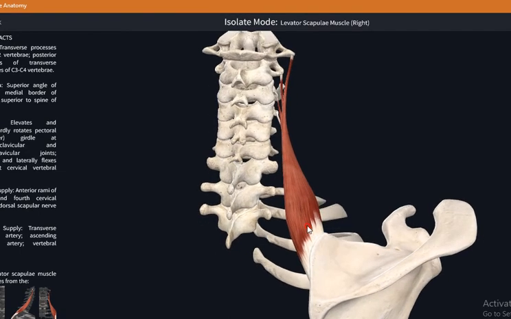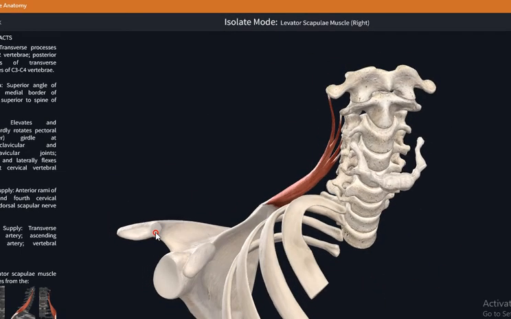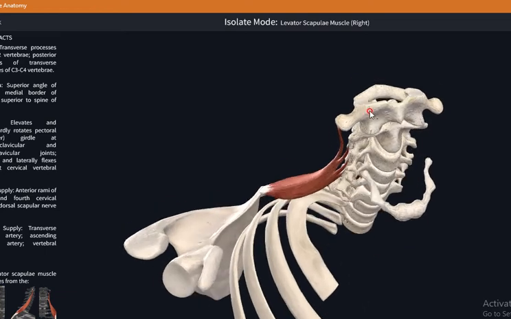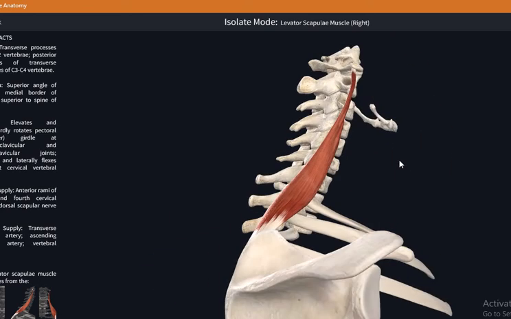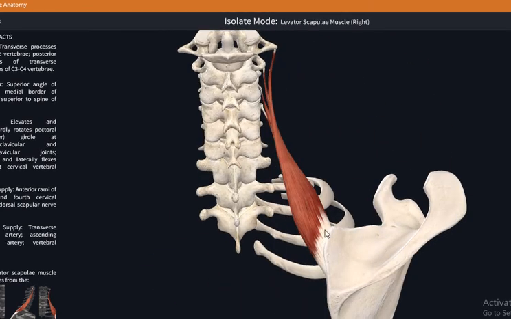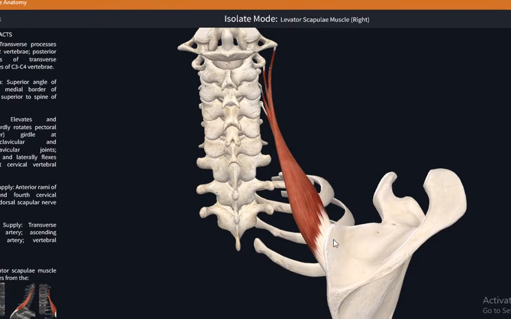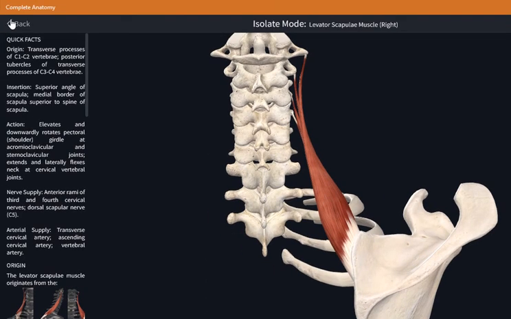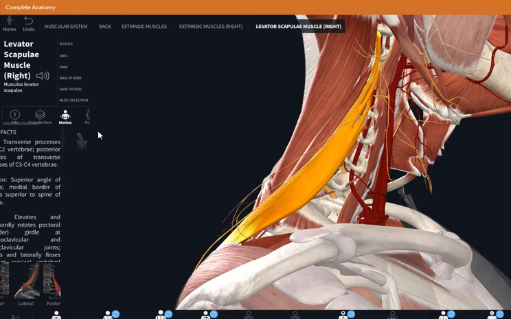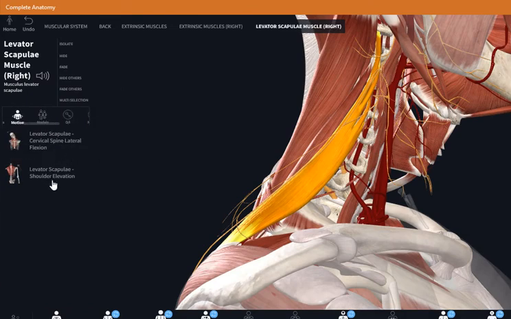From the name you see levator scapulae. It starts at this position. This is C1 vertebrae. So it starts from C1, C2, C3, and C4, and it's going to insert into the medial border of the scapula. It's going to do a retraction and an elevation, but the main action is elevation. So you can see now the motion here. We have the shoulder elevation and we have the spine lateral flexion.